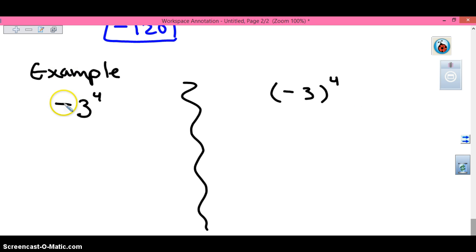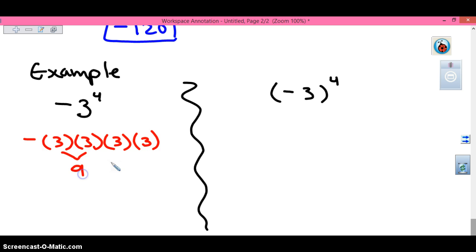For example, if we have to simplify these expressions, if we have negative 3 to the 4th power, let's look at this. This exponent 4 belongs to the base 3, not the negative. This means negative times 3 times 3 times 3 times 3. 3 times 3 is 9. 3 times 3 is 9. Bring down this negative right here. Negative times 9 times 9, negative 81.